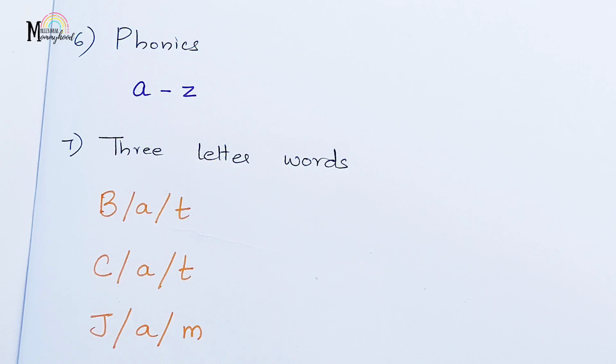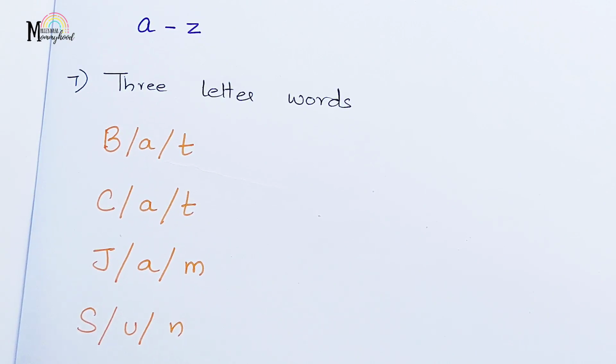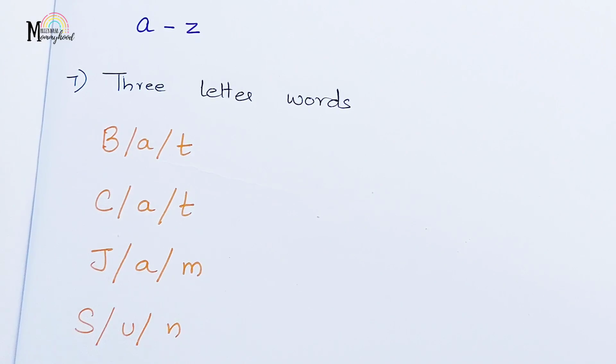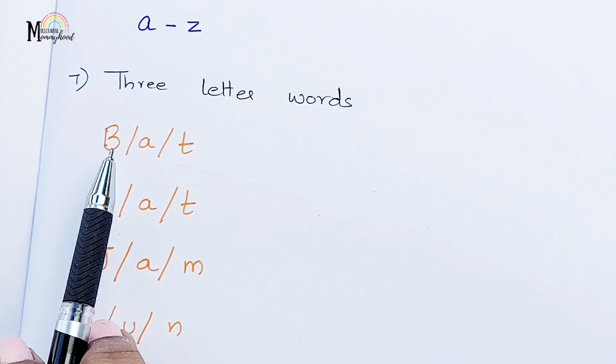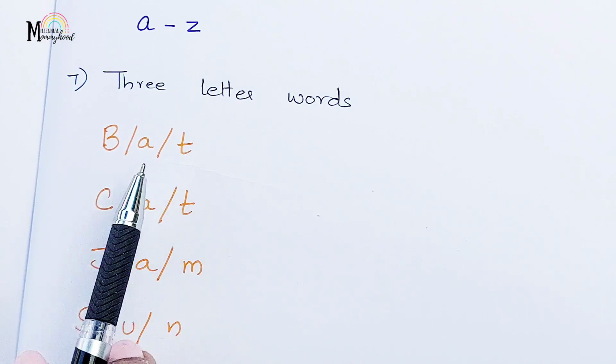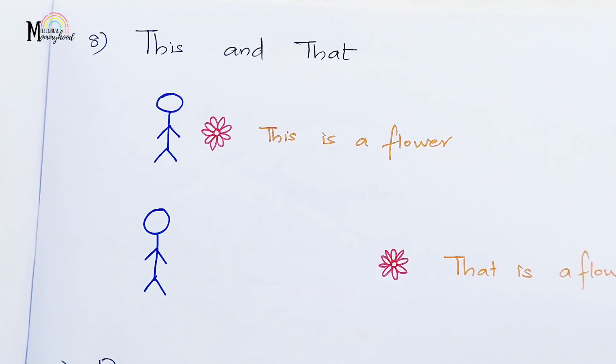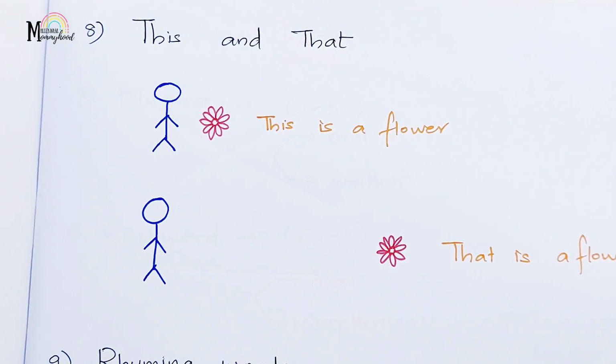Next come the 3-letter words, wherein using the sounds of phonics, they have to join the letters together to form the entire word. For example, at, bat. So they'll be joining together to form these words. 3-letter words will only be given at this point.